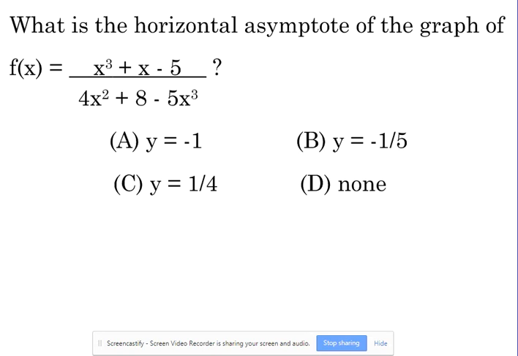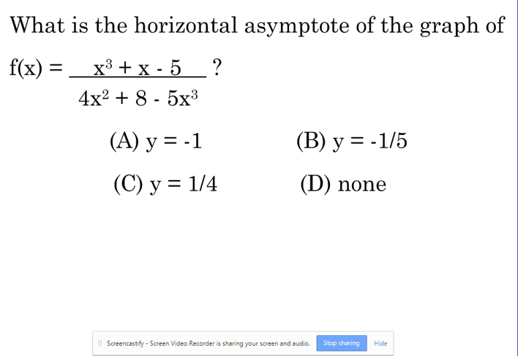Here is an AP style question. Well, this is really just a pre-calculus question, but I think I found it in the calculus book. What is the horizontal asymptote of the graph of this function? So pause the video. Do not use your calculator. Look at that function to try and figure out what the horizontal asymptote is, and then come back for the answer.